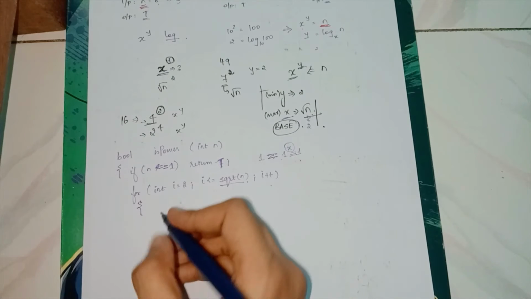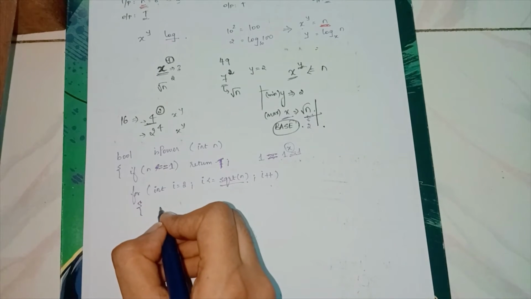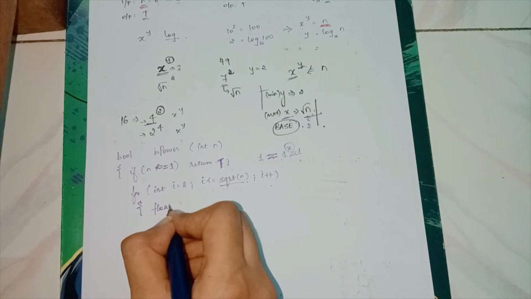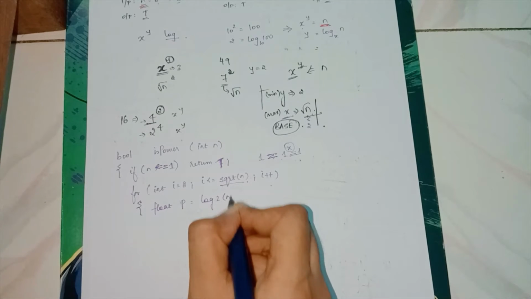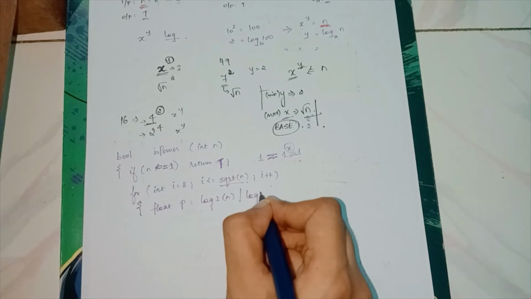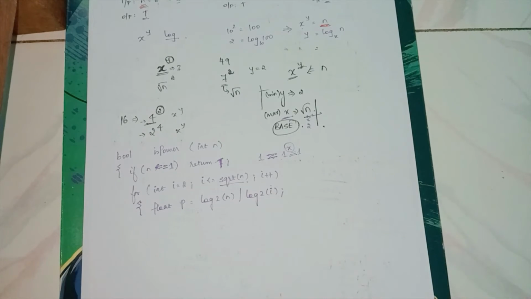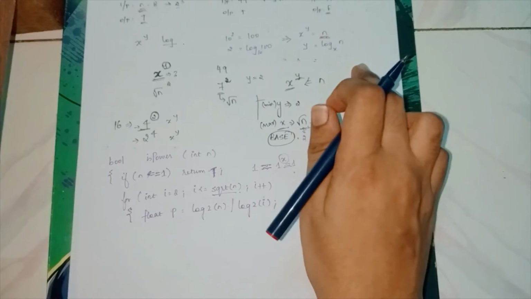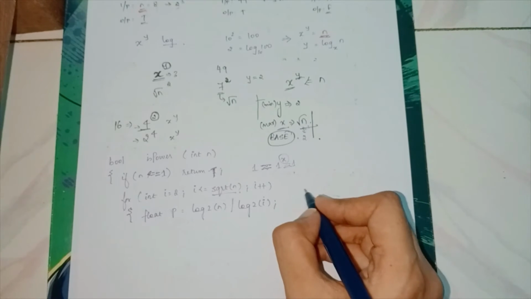The next step that I'm going to write is very important. I take a float t is equal to log of n divided by log of i to the base 2. So what have I done in this step? As I had already explained this logarithm part, let me explain to you now.